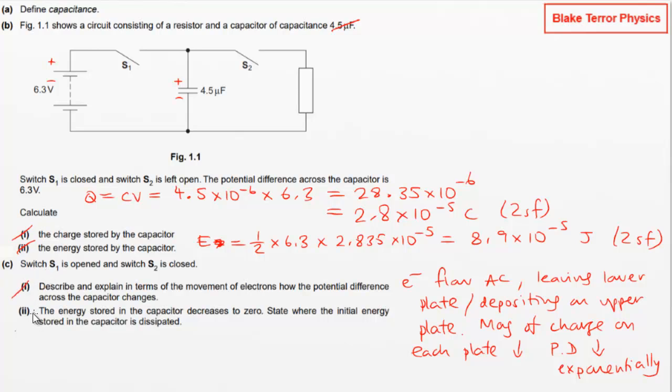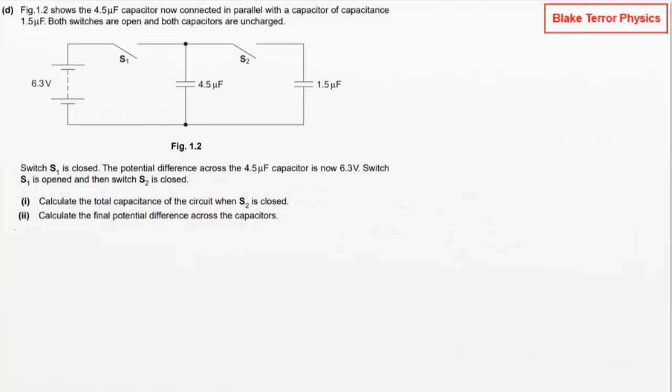Then, the energy stored in the capacitor decreases to 0. State where the initial energy stored on the capacitor is dissipated. All these electrons are having to do work somewhere. If we've got ideal wires, the work's being done in the resistor. So we could just say it's heat. It doesn't actually say why, it just says where. So resistor is the key thing that we want on that bit. Is that the end of the question? Nope, we've got another bit.